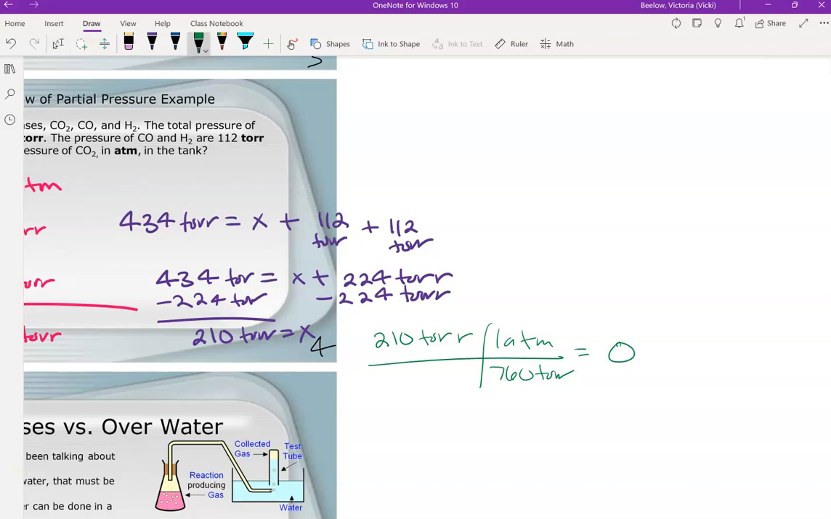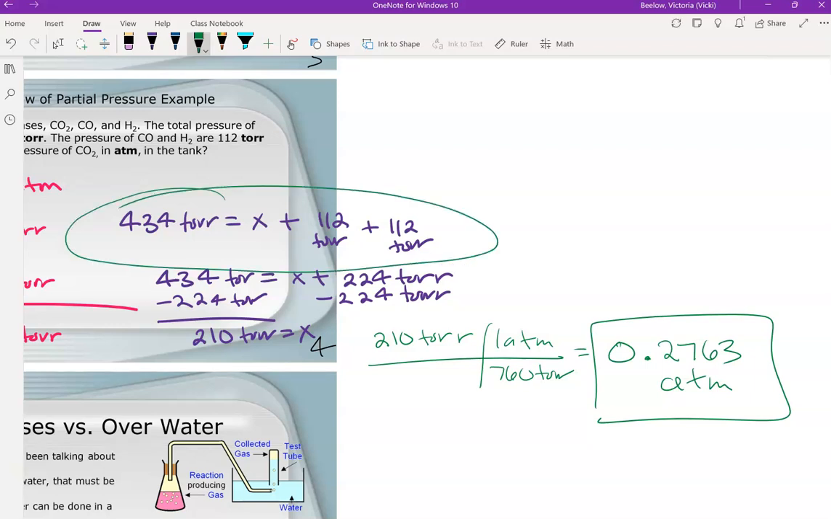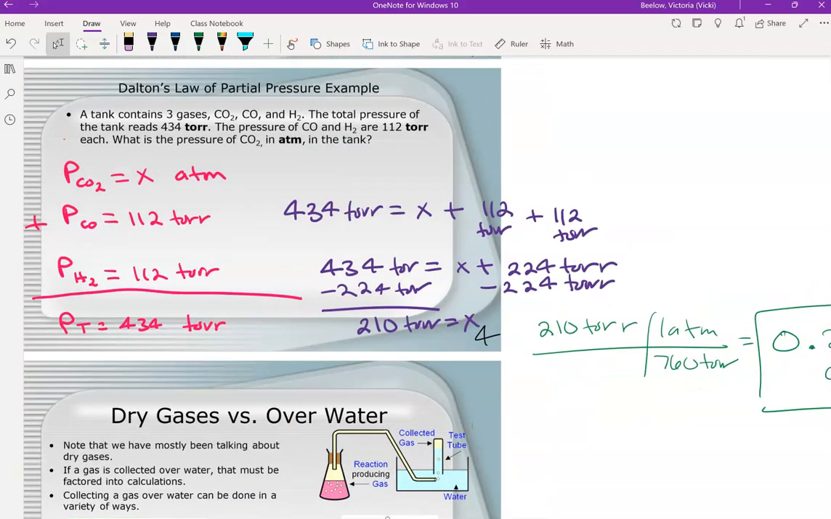So my final answer will be 4 significant figures, 0.2763 ATM. And again, you could have converted all of these into ATM to begin with, and then your answer would have been in ATM, and then you wouldn't have had to convert at the end like I did. So you can basically solve it a variety of different ways.